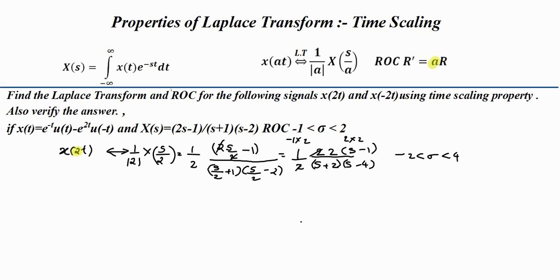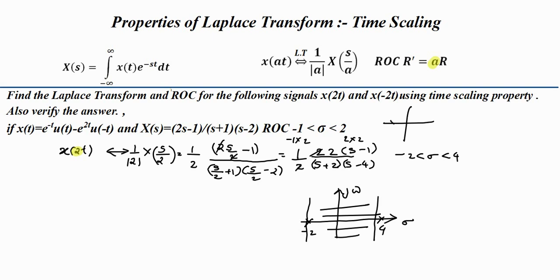So your new ROC, on the sigma axis with the j omega axis, here it is minus 2, here it is 4. So it's from minus 2 to 4. Initially it's from minus 1 to 2 for this particular signal. Now it is expanded by this factor 2.